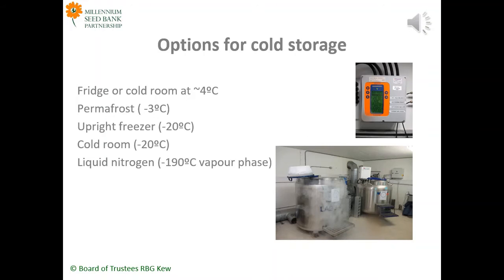Seeds can be stored at a range of temperatures. A fridge at 4 degrees C can be used as an active short-term store. If you are going to store seed at this temperature, ensure the seed is in absolutely hermetically sealing containers, because any fridge at 4 degrees C is at 100% relative humidity, and it's very important to keep orthodox seed dry.